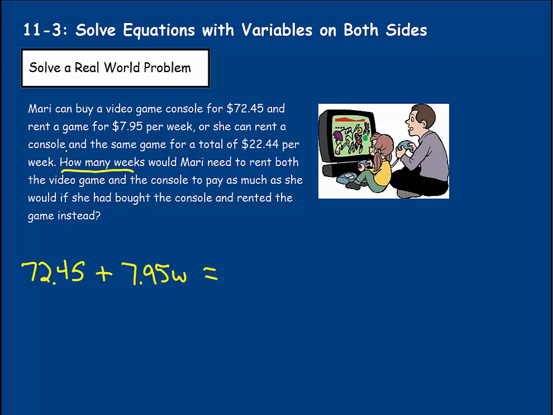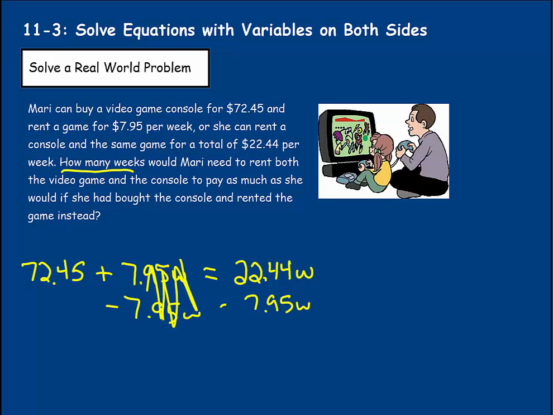So if she rents the console and the game for a total of $22.44 per week, that would be $22.44 times the number of weeks, or W. So we need to have this equal this. Well, we can get the variable numbers on the same side here. Since we already have the non-variable number over here, let's get rid of this number so we have only this variable number. So we have positive 7.95W. We could subtract 7.95W from both sides.